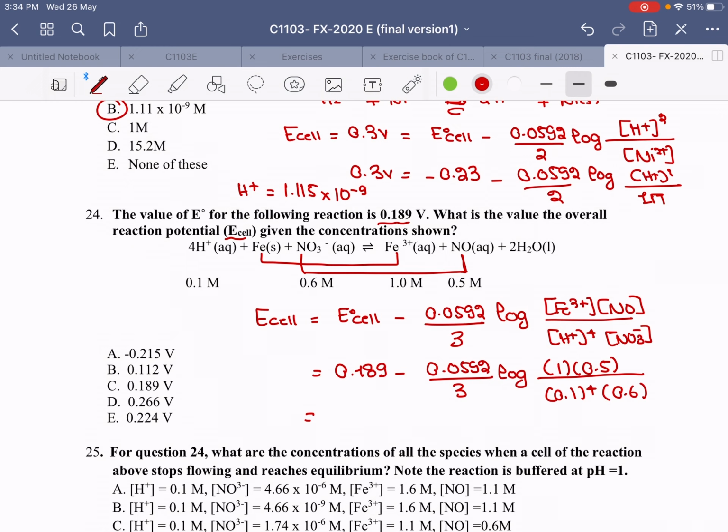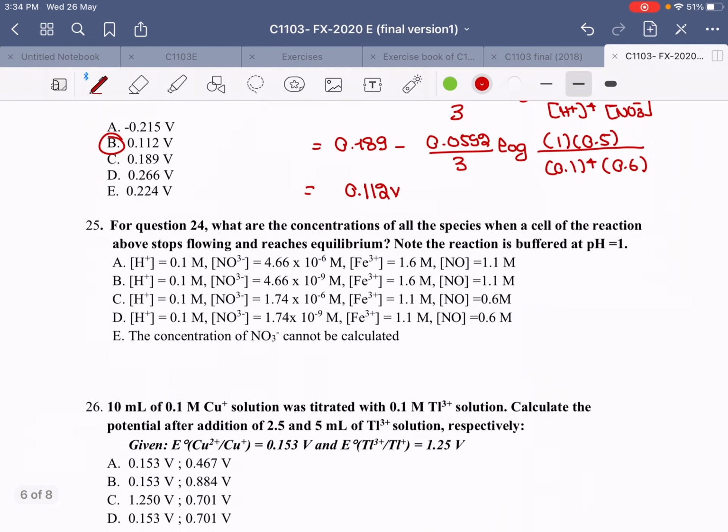Okay. So it is 0.112 volt. And that is it. Which is certainly normal because the reaction appears to be spontaneous.